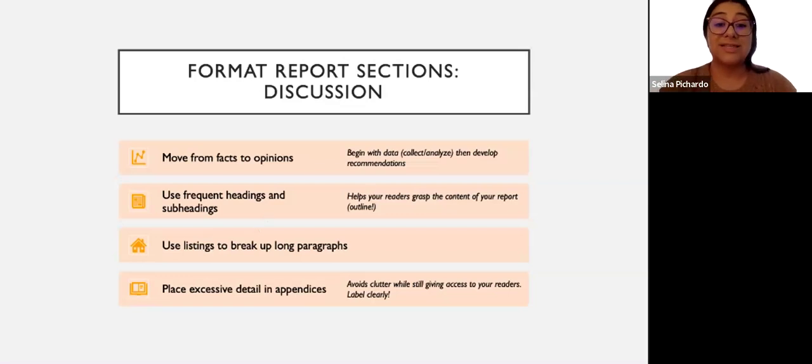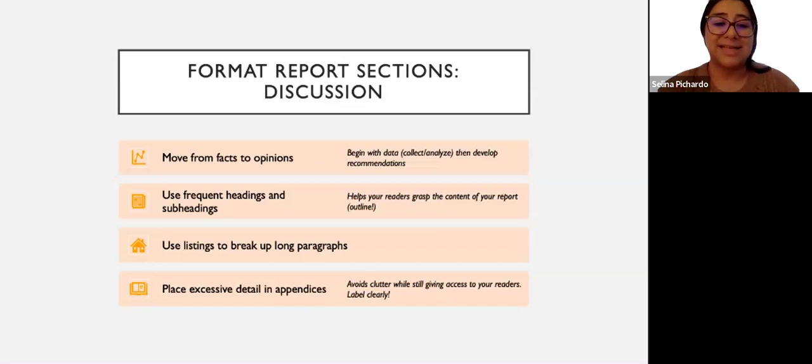You want to use listings to break up long paragraphs. Remember with the executive summary, I said don't use a listing format because that can read as pragmatic. With this, you can use a list format because there's going to be a lot of content, a lot of information. So to help your reader digest the content, use a list, use numbers, bullet points, A, B, and C, whatever you think might look clean and help your reader.